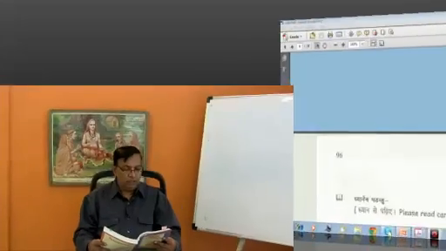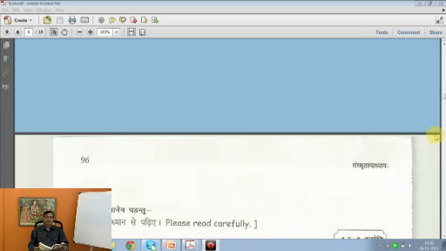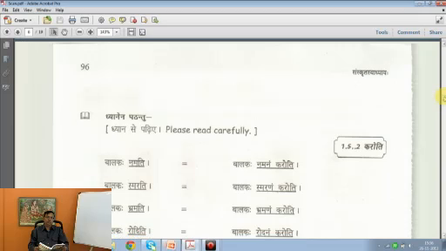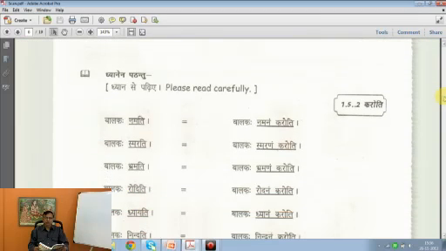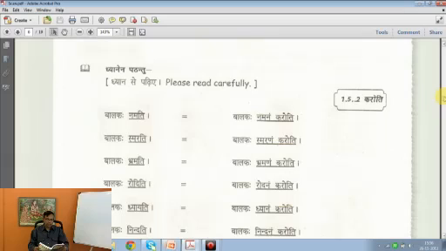Now here we go. Please read carefully on page 96. Balakaha namati. This is the regular verb. A boy salutes. Namati is a regular verb. But instead of that, we can also say otherwise. Balakaha namanam karoti. Makes a salutation. Boy makes a salutation. Both mean the same. A boy is saluting. A boy is making a salutation.